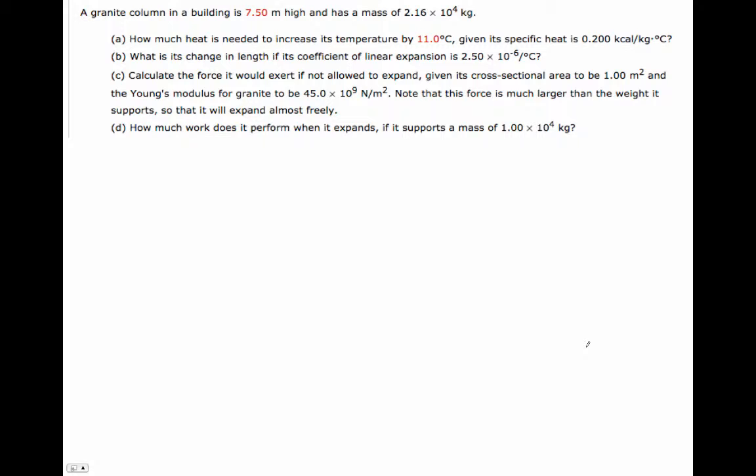How much work does the column perform when it expands if it supports a mass of 1 times 10 to the 4th kilograms? Now I'm hunting for work here, and it says when it does expand. Part C was if it was not allowed to expand. So part C is not going to figure in here, because here we're allowing it to expand. And then we've also got this information. It supports a mass of this.